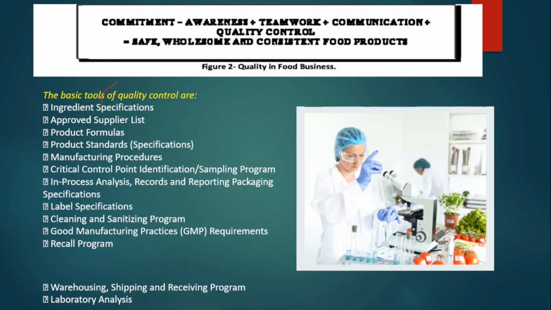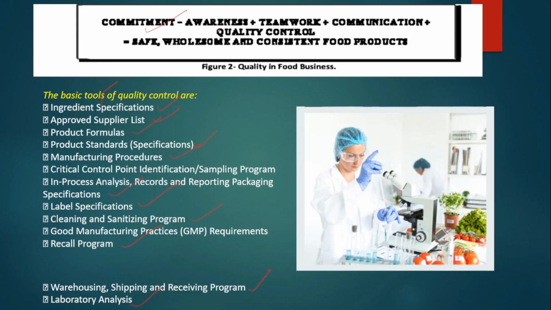The basic tools of quality control are the ingredient specifications, approved supplier list, product formulas and product standards, that are specifications and manufacture procedures, and critical control point identifications or sampling program, in-process analysis, records and reporting, packaging specifications, label specifications, cleaning and sanitization program, good manufacturing practices, requirements and recall programs, and warehousing, shipping and receiving program, and the laboratory analysis.